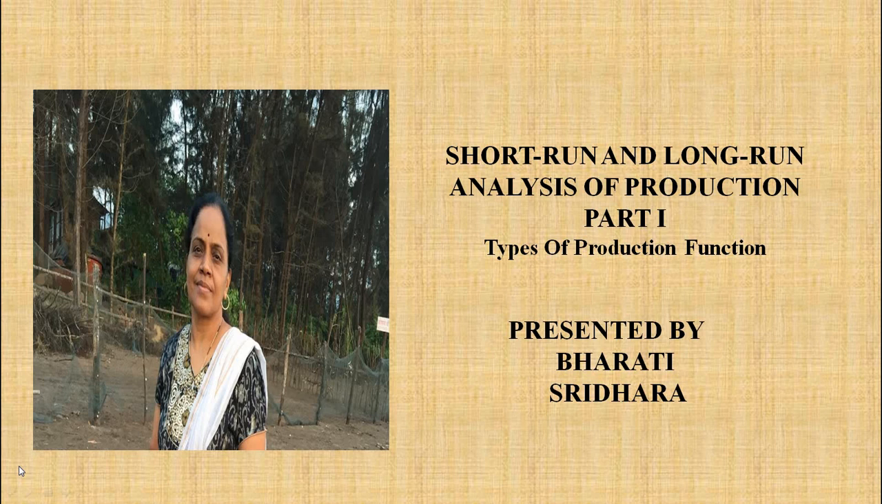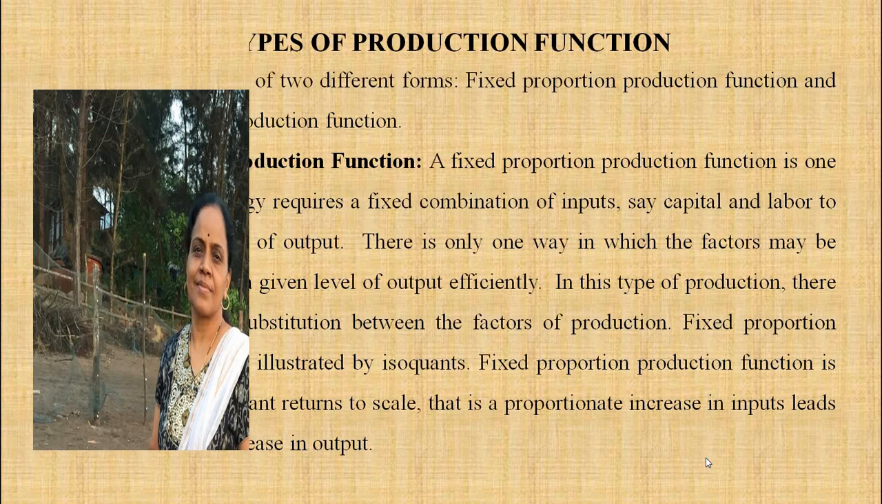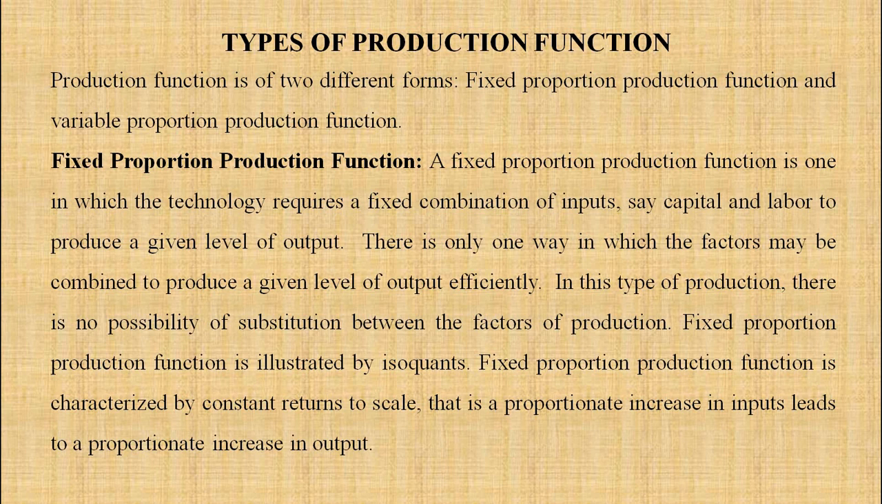Let us start the new topic, short run and long run analysis of production. This topic I divided into three parts. In part 1 I am going to discuss types of production function. What are the types of production function? Production function is of two different forms, fixed proportion production function and variable proportion production function. So these are two types.